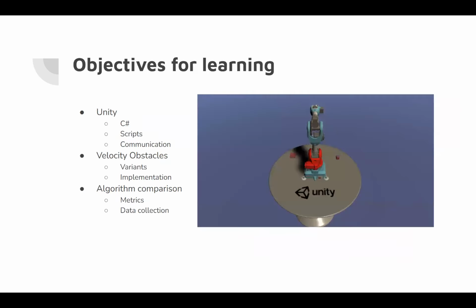Here are our learning objectives. None of us have previous experience with Unity or C#, and so we had to learn how to code in C# and simulate environments in Unity. We learned various algorithms that have been documented in literature about collision avoidance, especially within the velocity obstacle school of thought. We were able to collect some data from our experiments and compare various methods.